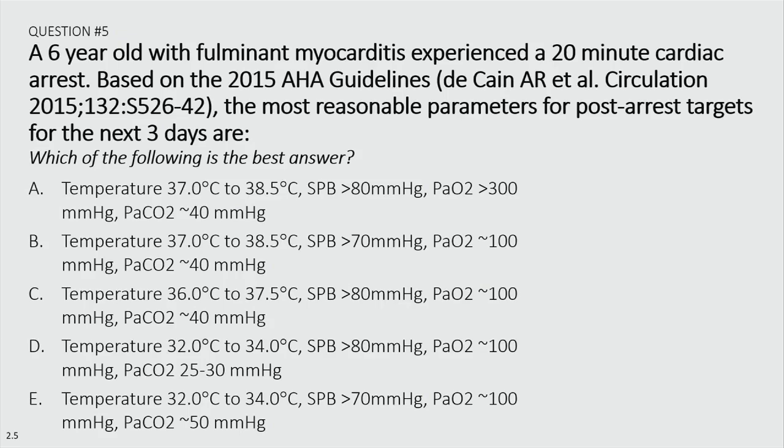And D, temperature of 32 to 34, systolic blood pressures higher than 80, PaO2 of about 100, and PCO2 of 25 to 30. And last, E, temperature of 32 to 34 with systolic blood pressure of 70, PaO2 around 100, and PCO2 of 50. What are the parameters you aim for after cardiac arrest? Choose your answer.